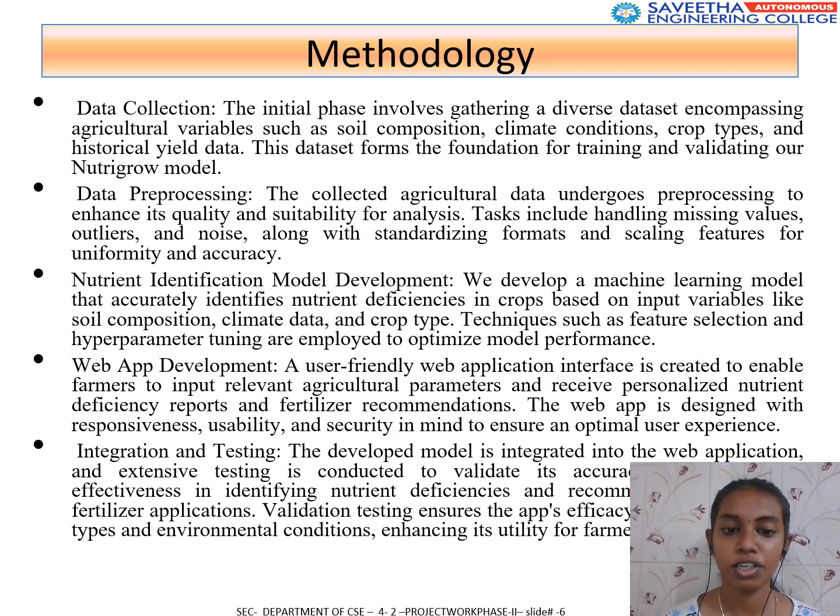Nutrient identification and model development. This will involve deciding what algorithm to be used to have an efficient accuracy. Web app development. When we have a web app development, this will be helpful for the user. So we can have an interactive phase so that the user can give their input and receive an output.